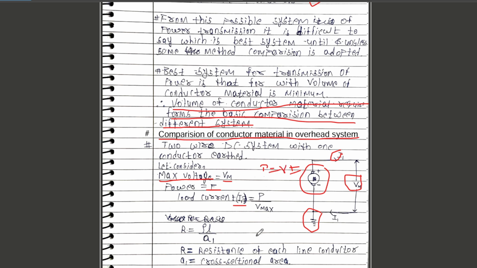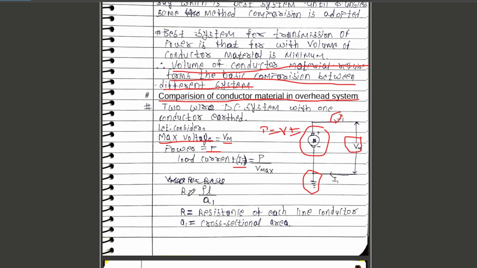So P by Vmax. Now the resistance required by the system is rho L by A, where rho is the resistivity, R is the resistance of each line conductor, and A is the cross-sectional area of that conductor. So the resistance is rho L by A1. For the two-wire system, let's consider the cross-sectional area as A1.